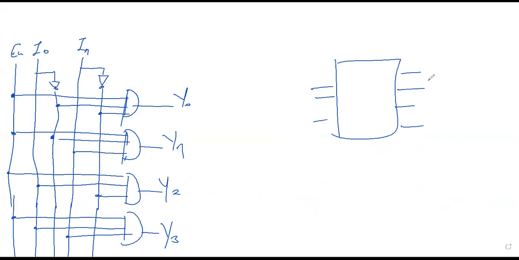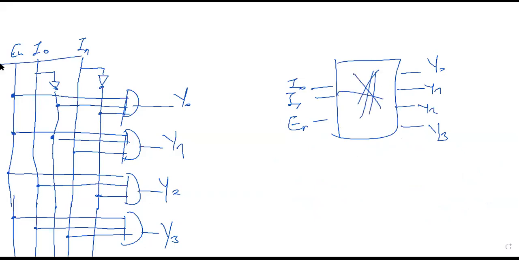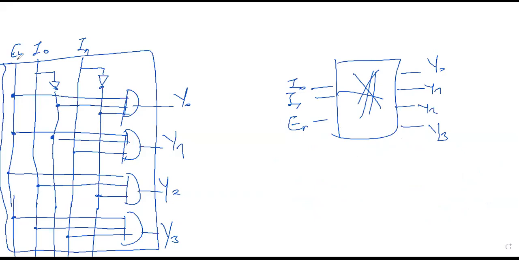Inputs, Y0, Y1, Y2, Y3, enable, I1, I0. But inside here, you have a bunch of gates arranged like this. So that is what the decoder looks like.